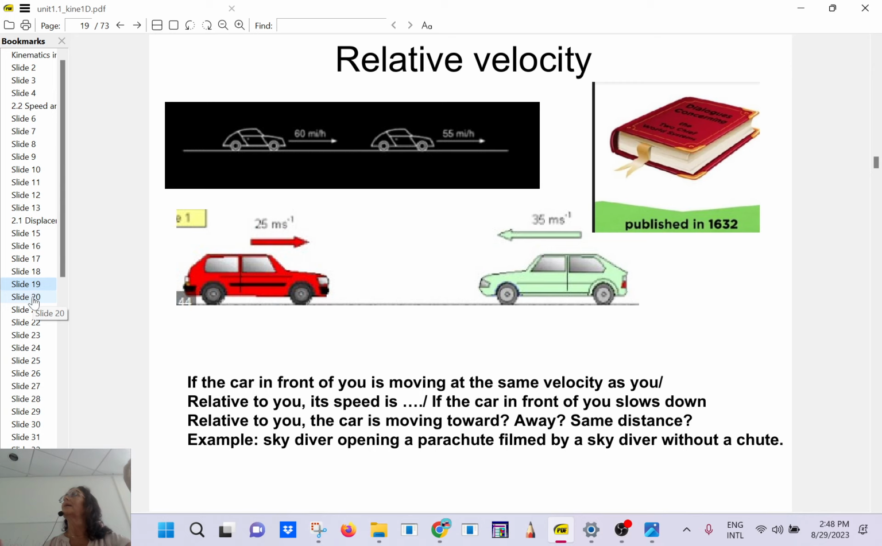The only way you know you are moving is when what? What's happening in an airplane? Yeah, you're going against the wind. So acceleration, when you are accelerating, like taking off or landing on the ground. But if you are moving at a constant speed, there is no way you can tell.